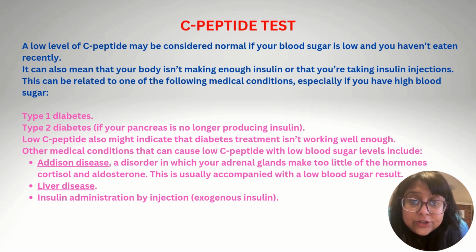Other medical conditions that can cause low C-peptide with low blood sugar level include Addison's disease, liver disease, and insulin administered by injection, or exogenous insulin.